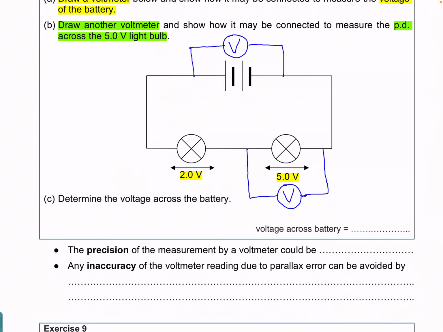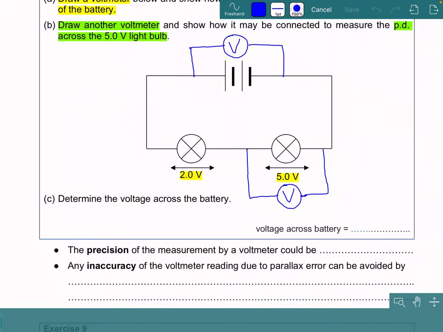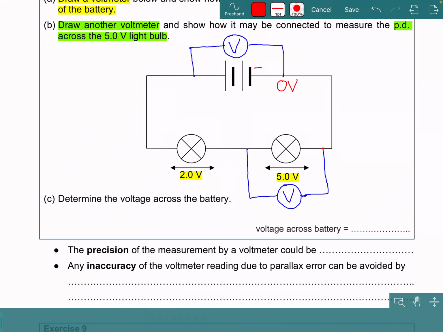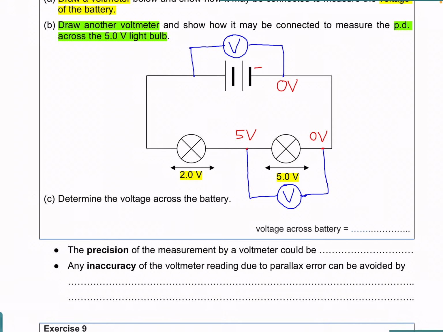If we were to use the idea of electric potential, the negative terminal of the battery we can always assign as 0 volts. So in other words, this terminal here connected by the same copper wire must be 0 volts. And because the potential difference across this 5 volt lamp is 5 volts, the other terminal on the left side of the lamp must be 5 volts, so that the PD across this lamp is 5 volts.